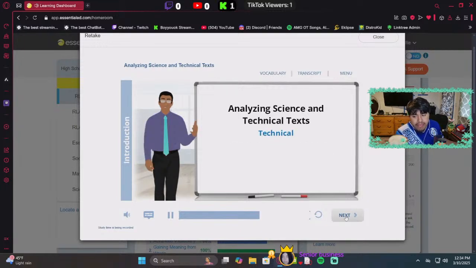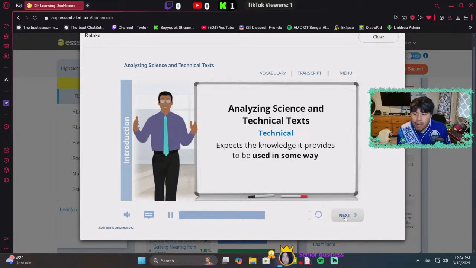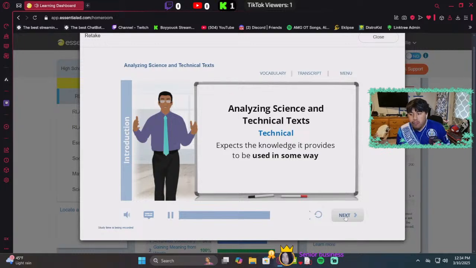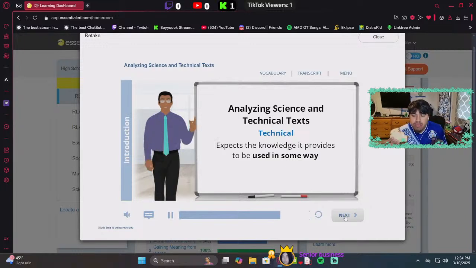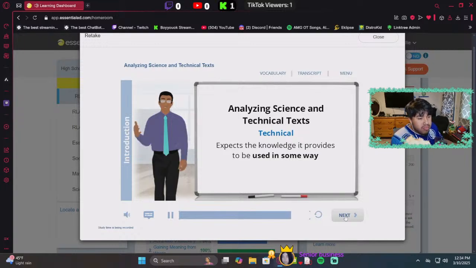A technical text, on the other hand, is about applied knowledge. In other words, a technical text expects the knowledge it provides to be used in some way. Think of a math book, for example. That's a technical text. A math book might teach you how to do long division. What about a recipe book? Believe it or not, that's a technical text too. A recipe book might teach you to bake a cake. The goal of a technical text is to teach you something that will prove useful to you in your life.